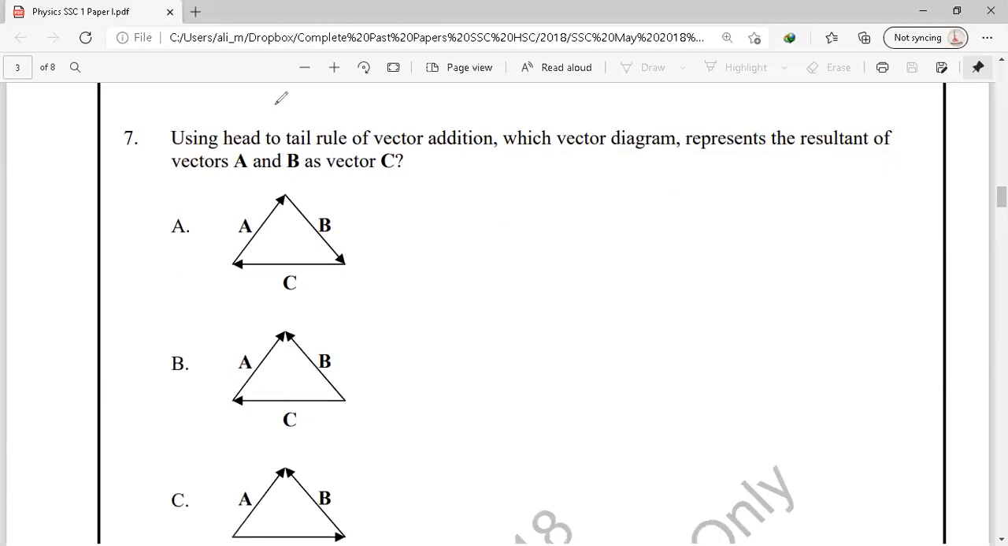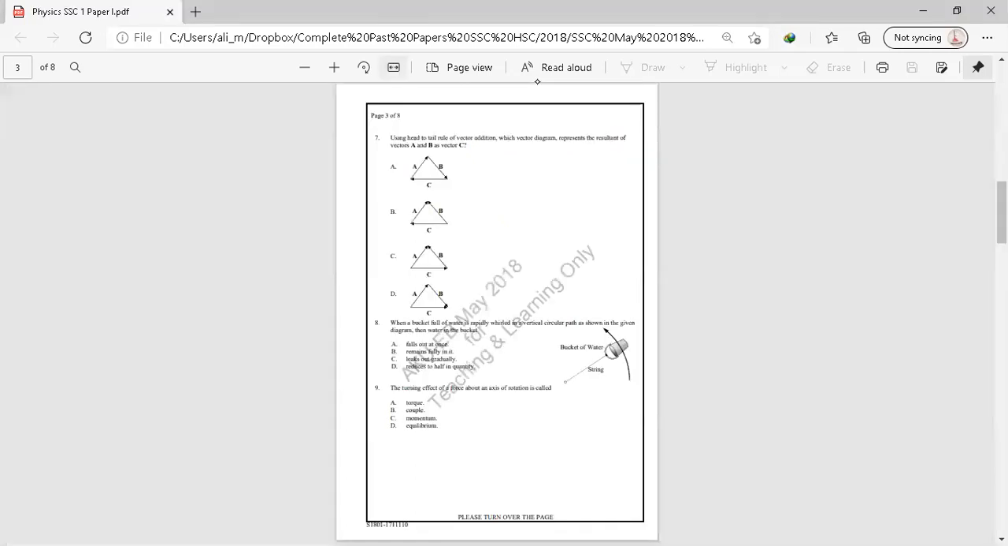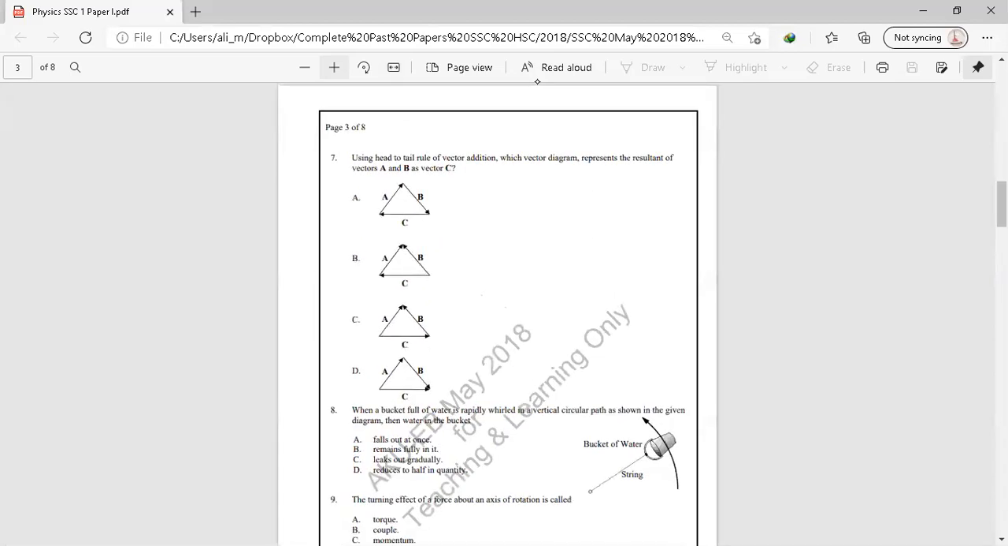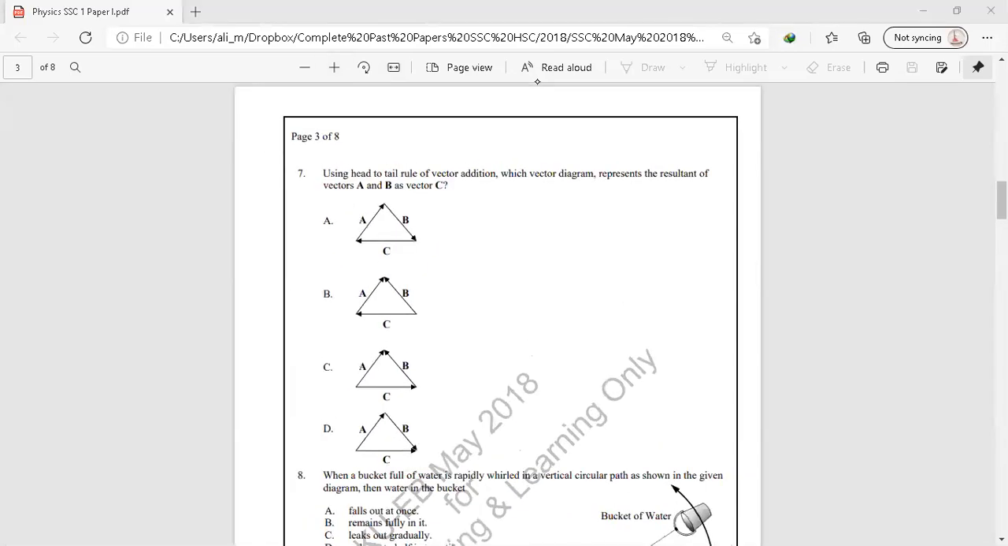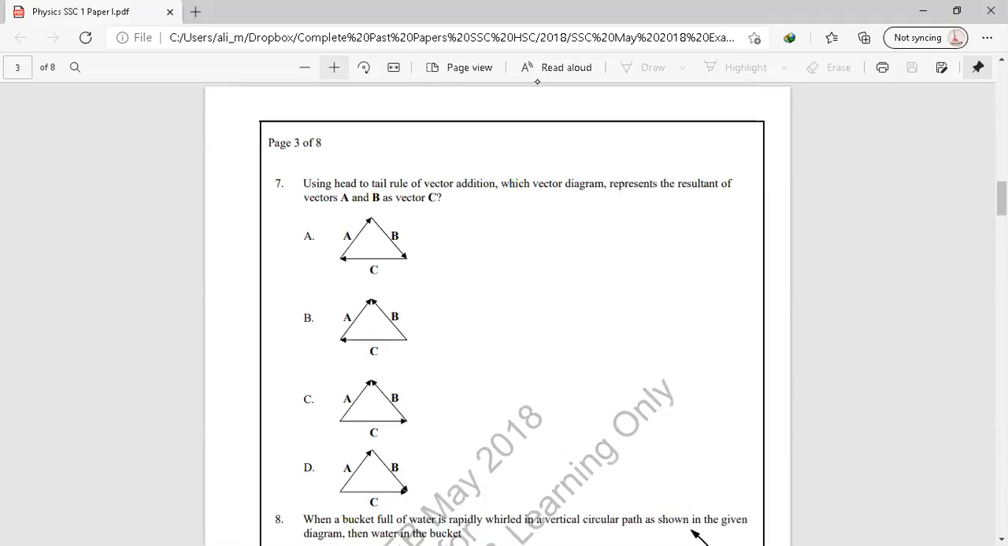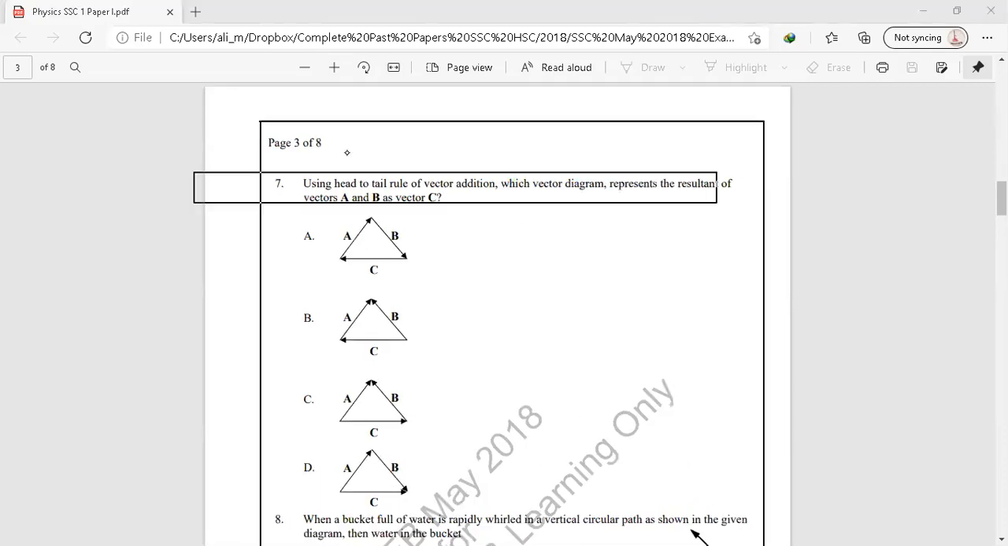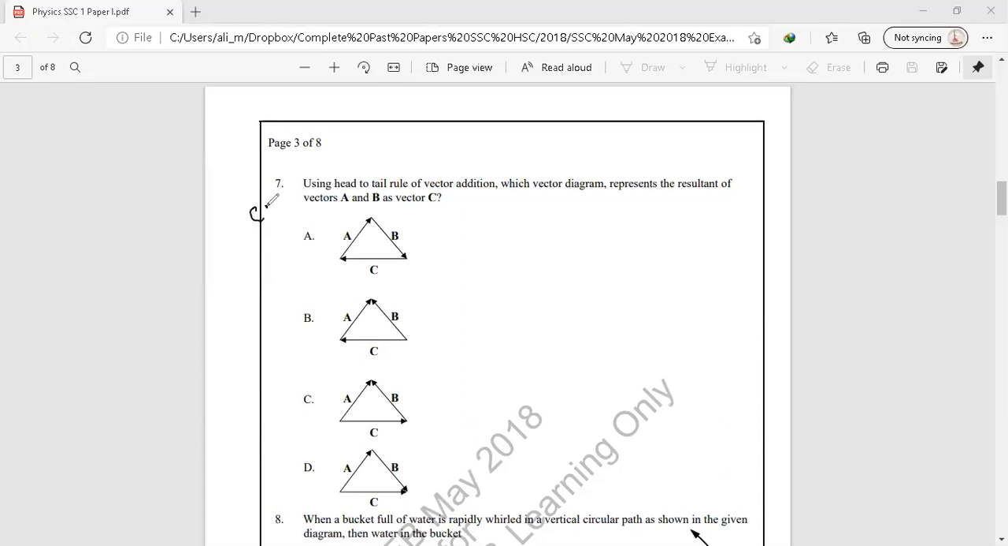Okay, so let's move to another question, that is question number 7. Question number 7 को देखते हैं. Okay, so this question is from our chapter number 3. Okay, chapter number 2 we have, and the topic is vector addition or simple head to tail rule.